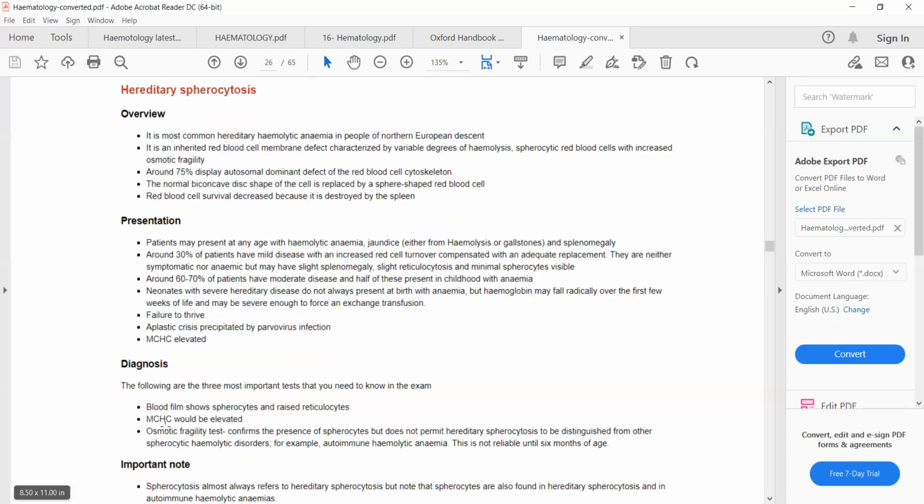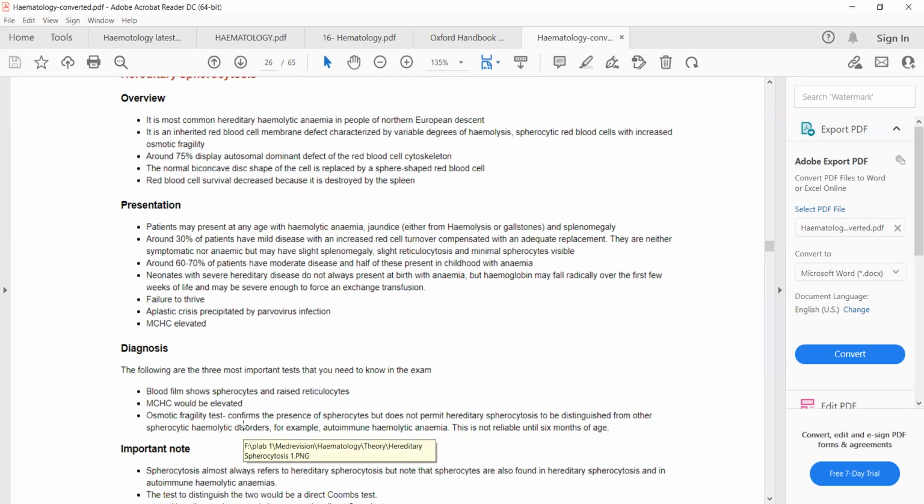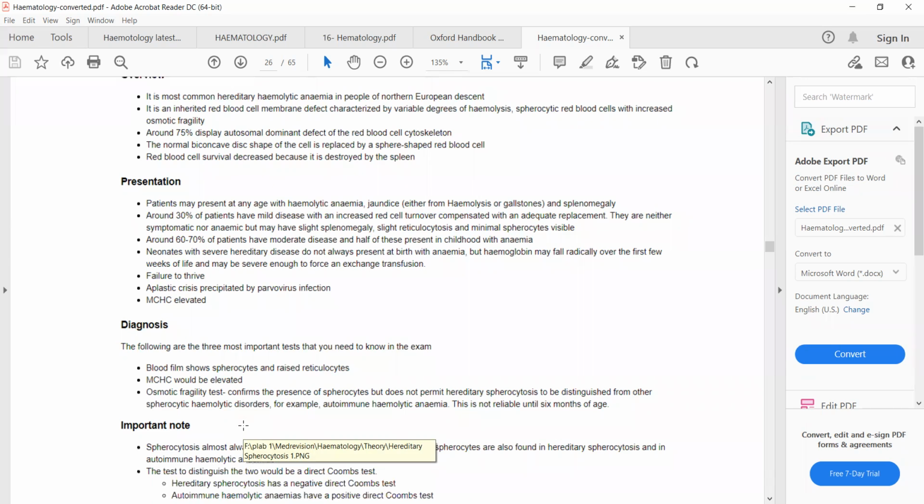Mean corpuscular hemoglobin concentration will be increased. So remember this point, this is specific for hereditary spherocytosis. Mean corpuscular hemoglobin concentration will be increased. This is a specific feature for hereditary spherocytosis. An osmotic fragility test is also done. The osmotic fragility test will be positive.